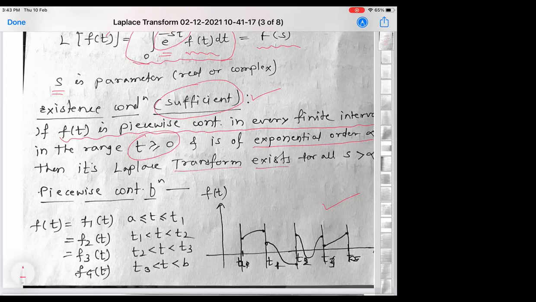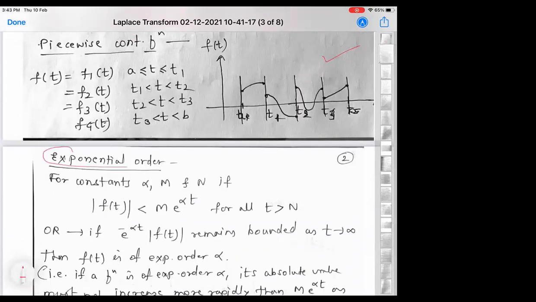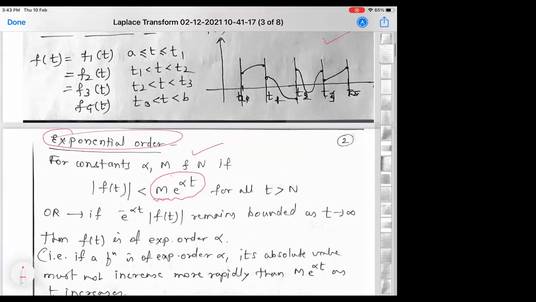What is the exponential order alpha? For that we are using this definition. Exponential order means when alpha, m and n are constants, then the modulus of f of t, meaning the absolute value of the function, is less than m into e raised to alpha t. That is the condition. So the absolute value of f of t is always less than some number multiplied by e raised to alpha t. Then that alpha becomes the exponential order here, for all t greater than n, where n is some number chosen.